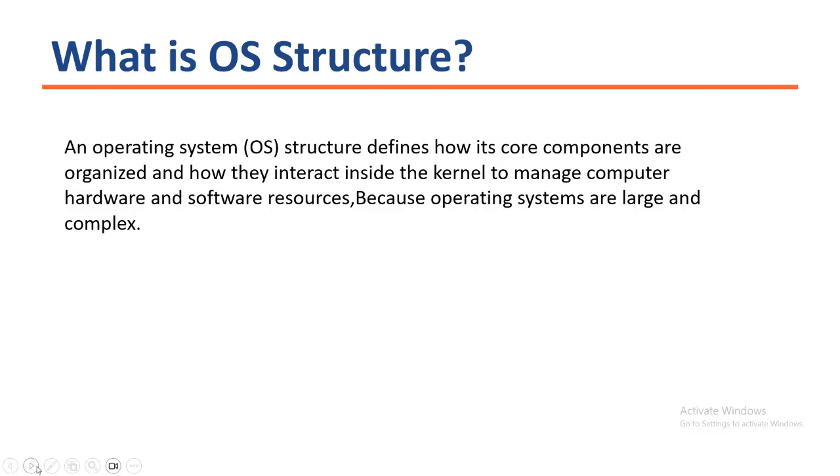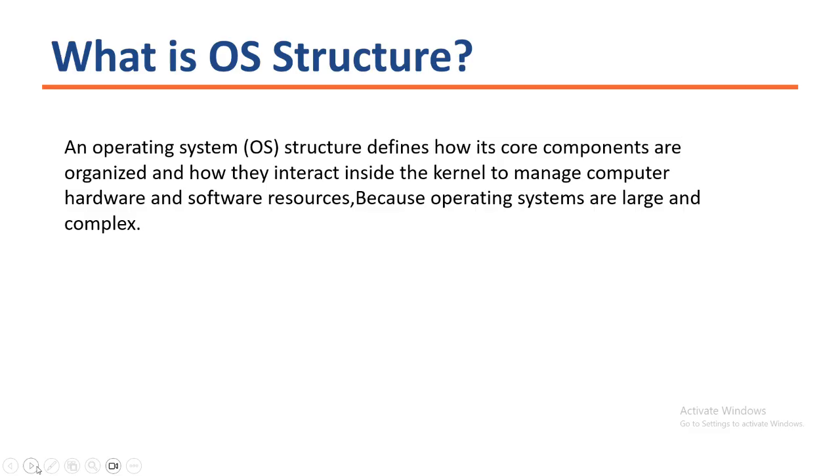What is operating system structure? An operating system structure defines how its core components are organized and how they interact inside the kernel to manage computer hardware and software resources, because operating systems are large and complex. That means the way an operating system's internal parts are organized and arranged. We can handle many jobs such as managing memory, handling files, controlling devices, etc.